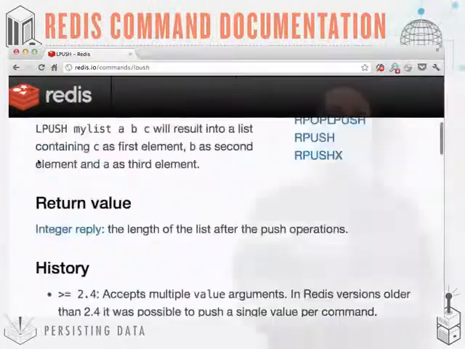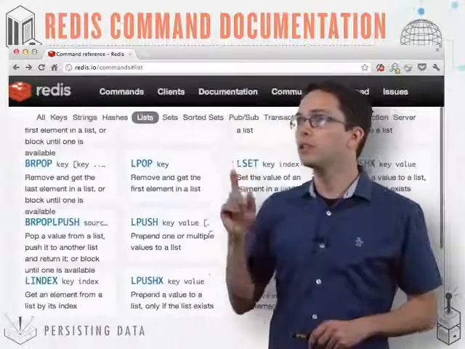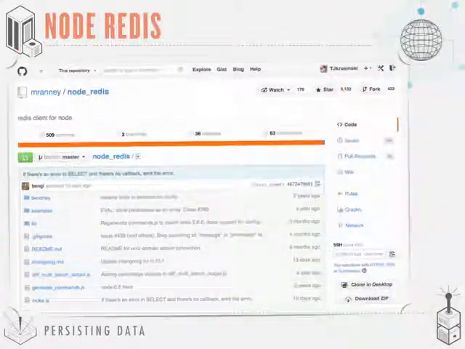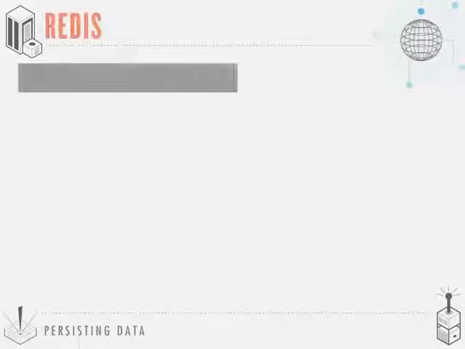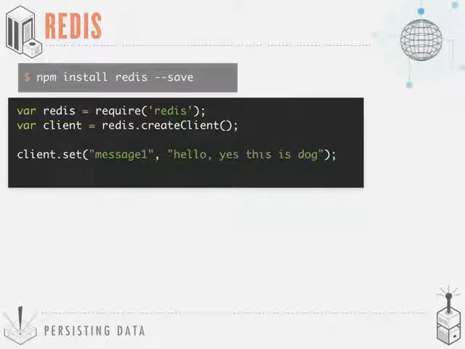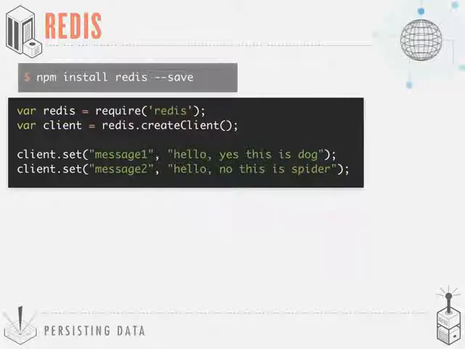To connect our Node application with Redis, we're going to be using the Node Redis library. This is where you could find it on GitHub. To install it, we call just npm install redis --save so that we can install it and add it to our package.json. Then inside of our code, we simply require Redis. Then we can create a Redis client by calling redis.createClient. Then we can start issuing commands to the database. We can call set message 1, hello, this is dog, set message 2, hello, no, this is spider. So we're setting the keys and the values.